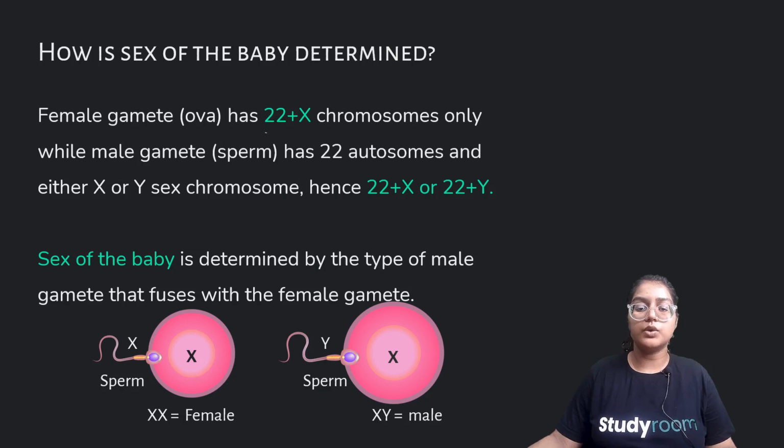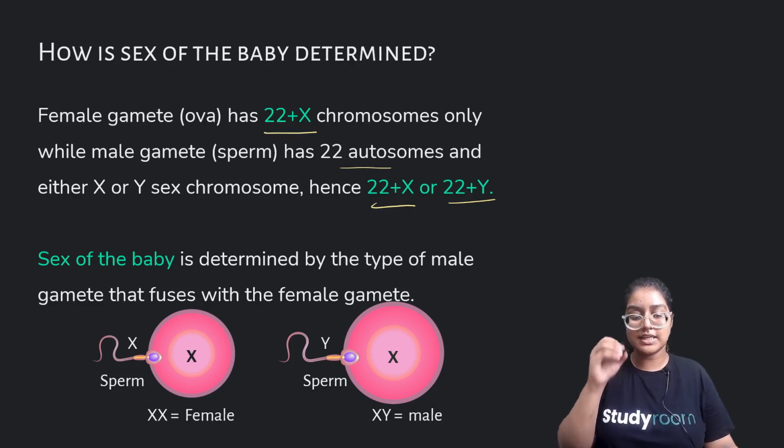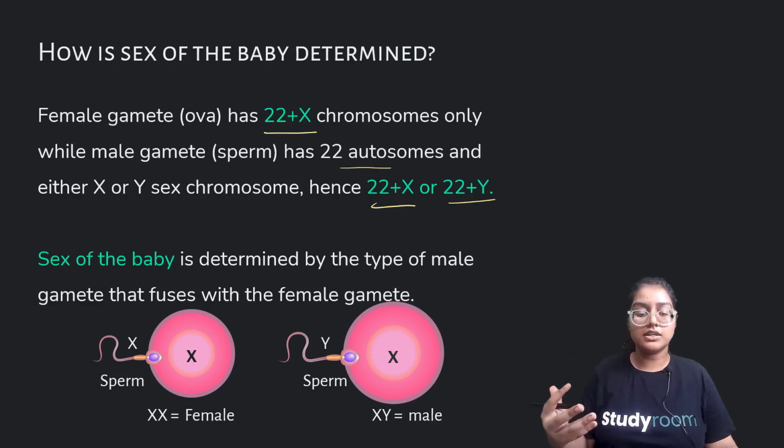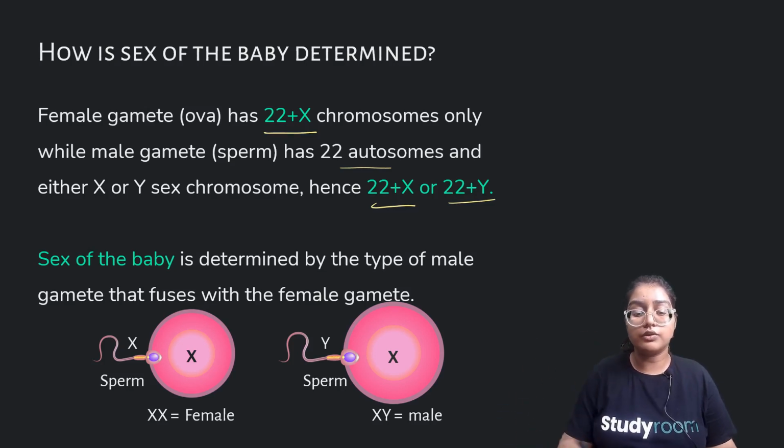The female gamete, the ovum, has 22 plus X chromosome only, while the male gamete, the sperm, has 22 autosomes and either X or Y. Hence, male gametes have 22 plus X or 22 plus Y. The sex of the baby is determined by the type of male gamete that fuses with the female gamete. If a sperm is carrying the X sex chromosome, then the resultant will be female, because it will become 44 plus XX. But if the sperm is carrying the Y sex determining chromosome, then the resultant pair would be 44 plus XY. So the resultant child would be male.